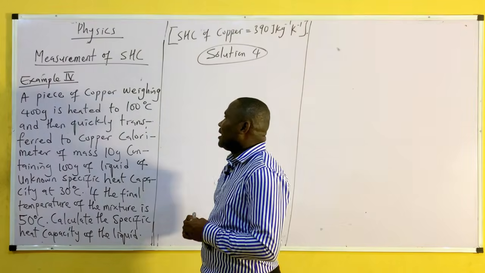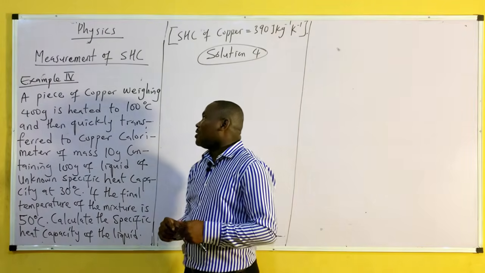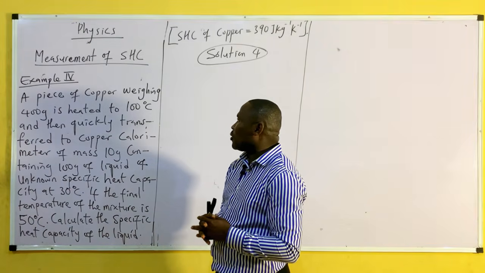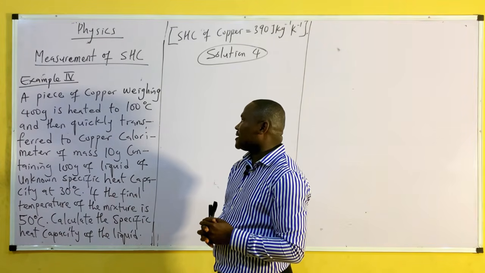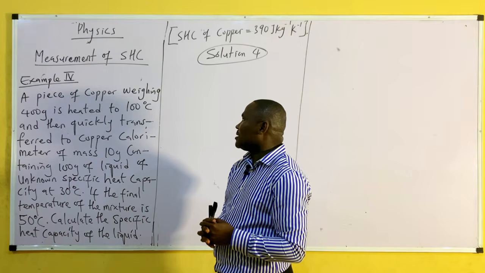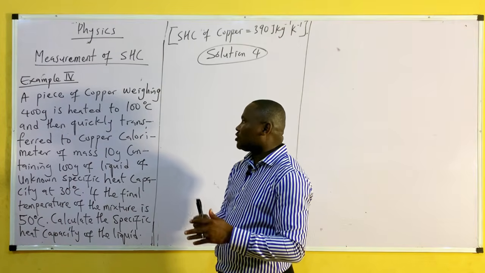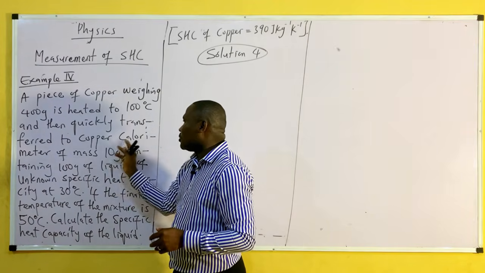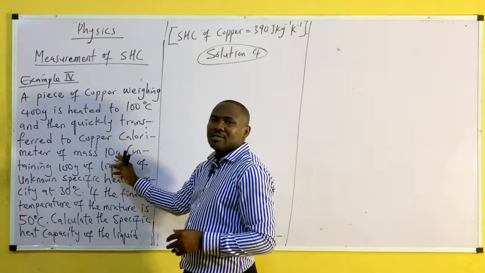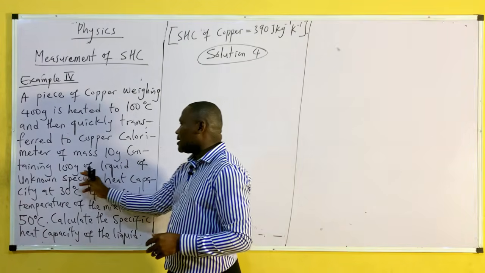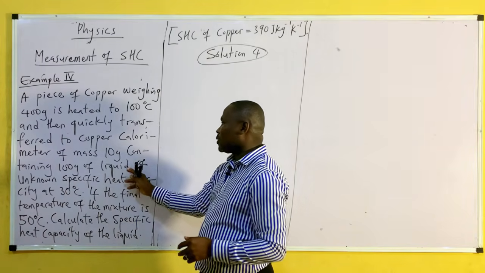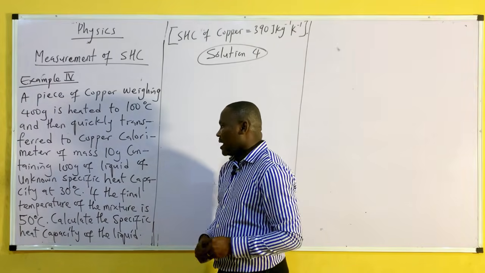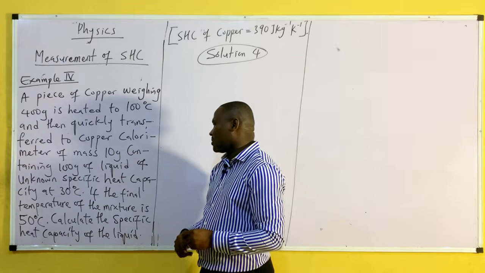Now, let's see a tougher question. What about this question? A piece of copper weighs 400 grams, is heated to 100 degrees Celsius, and then quickly transferred to a copper calorimeter of mass 10 grams containing 100 grams of liquid of unknown specific heat capacity at 30 degrees Celsius.